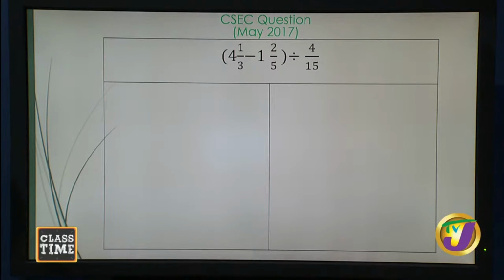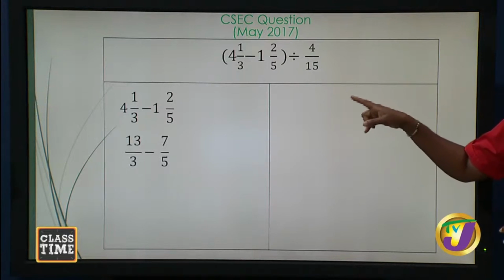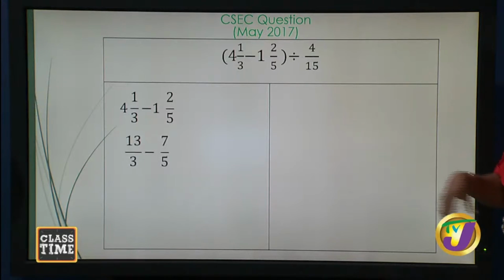Okay, but we definitely need to start with the parentheses because of what we learned from order of operations, definitely. So I'm thinking about converting to mixed numbers. So changing the mixed numbers to improper fractions.